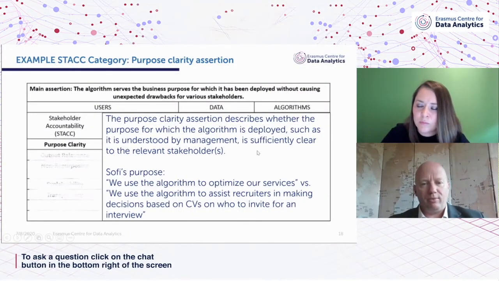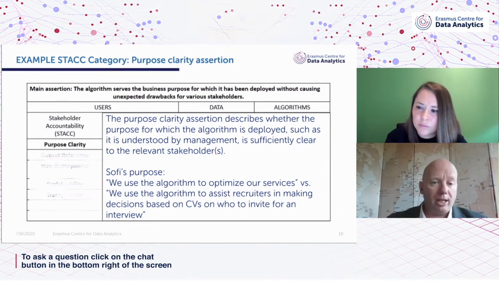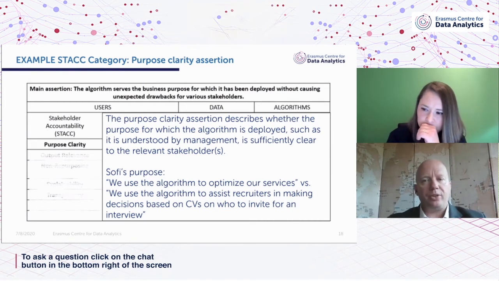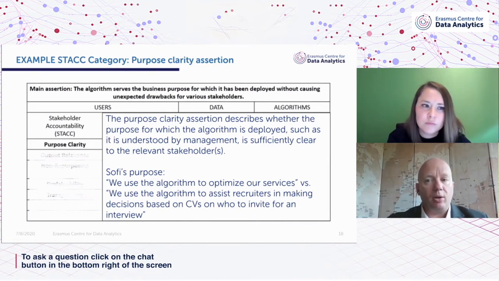So if Sophie had written, we use the algorithm to optimize our services, that would be very vague. That would be difficult to understand, and a lot of things can fall under that umbrella. So that's not really a good auditable purpose. So we want to say, for instance, we use the algorithm to assist recruiters making decisions based on CV on who to invite for an interview. So then it's clear what the actual decision is. And the goal of this purpose clarity assertion is that you can always point to a specific decision maker for a specific decision in the organization. And then you know where the process is and how it should be audited by which stakeholders.